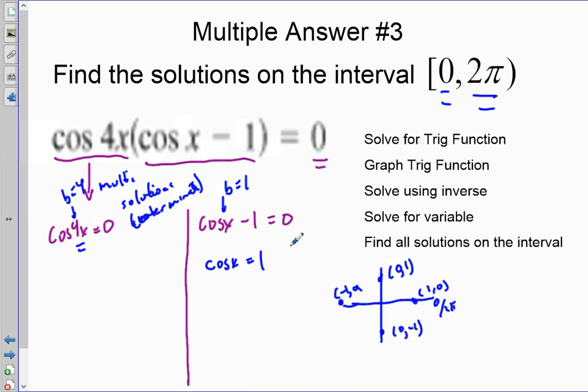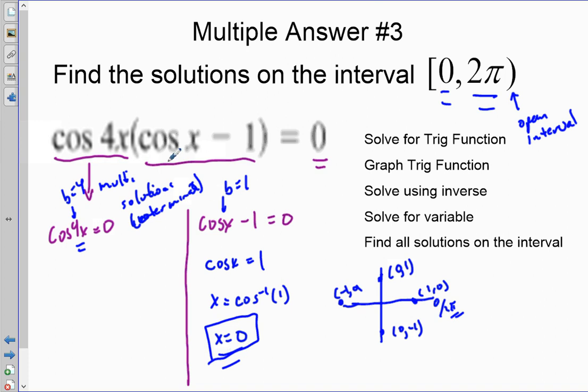So our solution, when we solve this, when we take the inverse of 1, x is going to equal 0. It would also equal 2 pi, but because this is an open interval, it's not equal to. So we don't have to include that. So here is going to be one solution to this problem that works out perfectly and symmetrically.